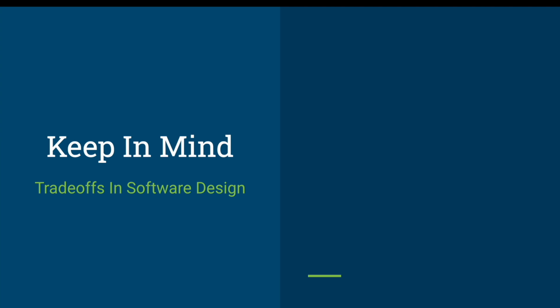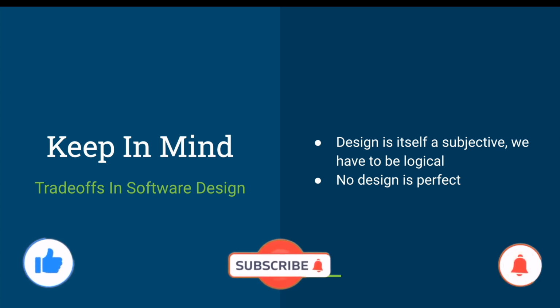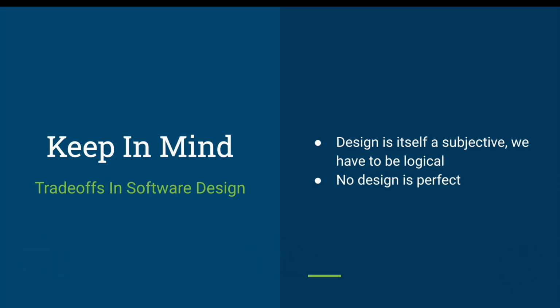Designing a software is itself very subjective, but we have to be logical and apply some common sense to understand or design a software. Every design will have some trade-off. If you know about the problems in your design, let's say there are some corner cases where some problems will occur, and if you are very sure that in the long run this problem will not occur, in that case you can go ahead with the current design, whatever you designed for the software.